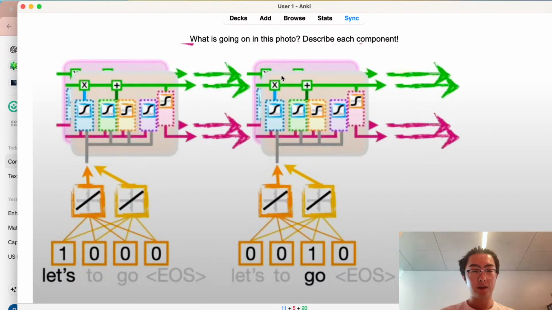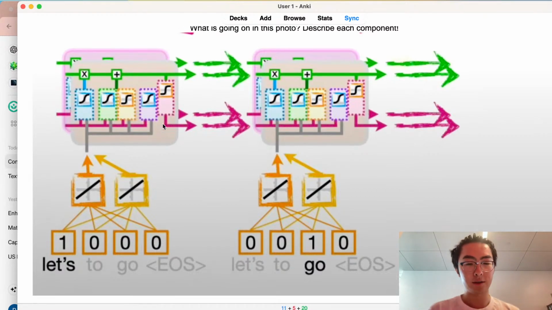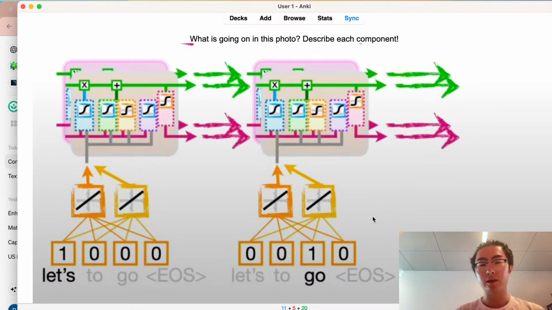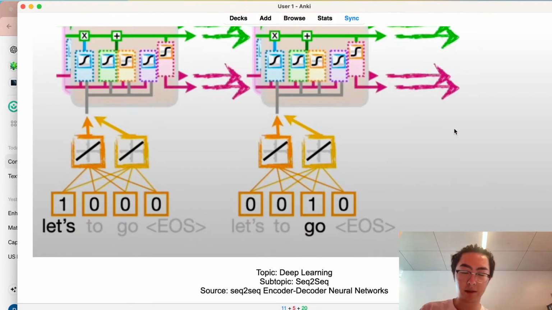Okay, what is going on in this photo? Describe each component. So this is the encoder portion of a sequence model. You have two different layers, an embedding layer and also an LSTM layer. So what you're doing is you're passing the phrase "let's go" to the embedding layer, and then those embeddings are passed into the LSTM layer. And then this will encode the phrase "let's go" into something that our network can hopefully learn from, and it'll spit out a context vector that we pass on to initialize the decoder portion of our network.